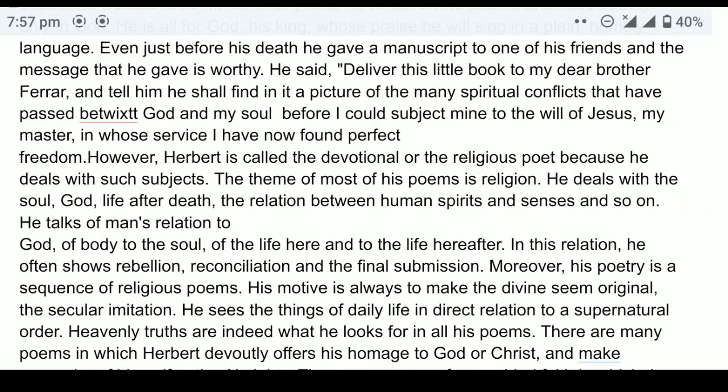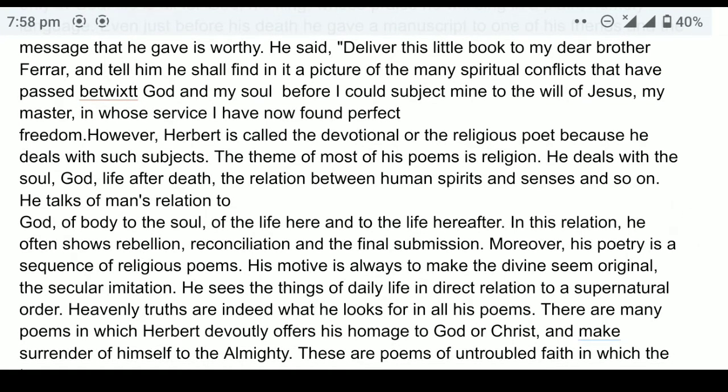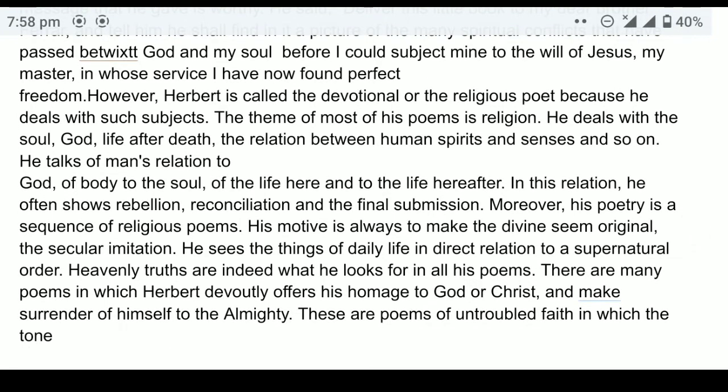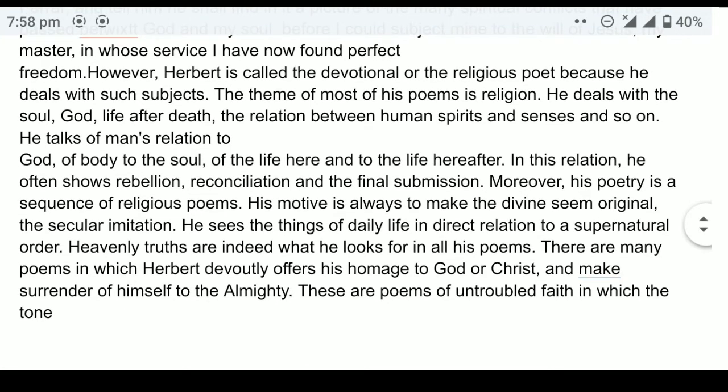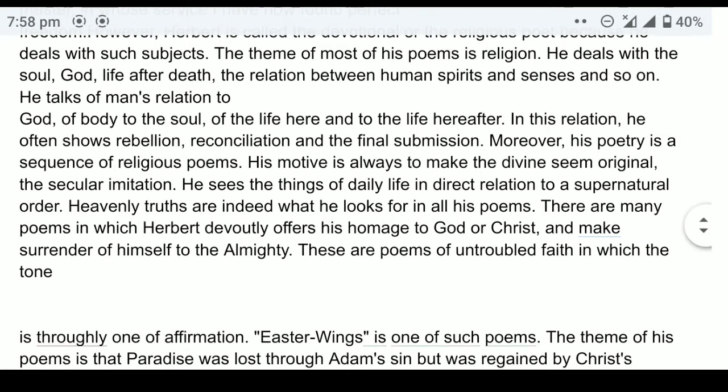Even just before his death, he gave a manuscript to one of his friends, and the message that he gave is worthy. He said, "Deliver this little book to my dear brother Ferrar, and tell him he shall find in it a picture of many spiritual conflicts that have passed between God and my soul, before I could subject mine to the will of Jesus, my Master, in whose service I have now found perfect freedom." However, Herbert is called the devotional or religious poet because he deals with such subjects.